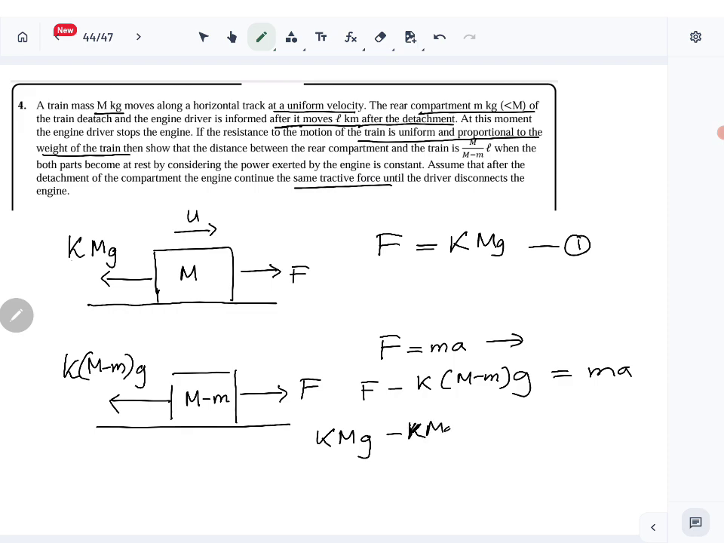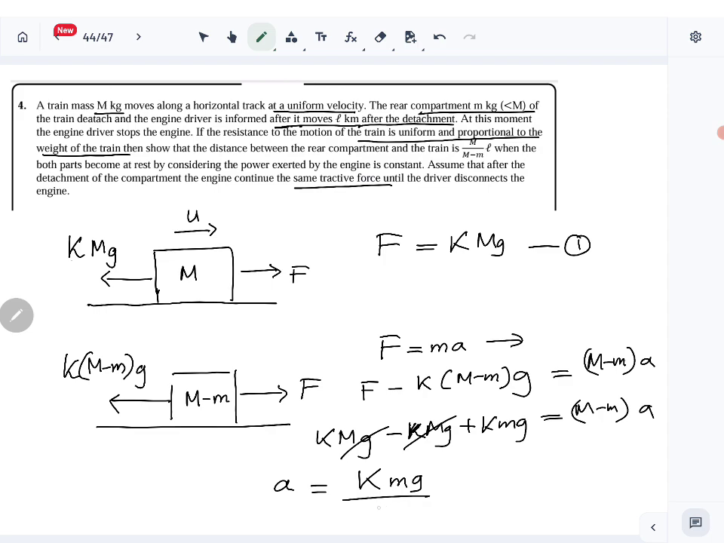Let's see what we get. Right. These two terms cancel out. Mass is what? Capital M minus m. Right. So this cancels, this cancels. So you get the acceleration is kmg over M minus m. Right. This is the train's acceleration after the detachment.